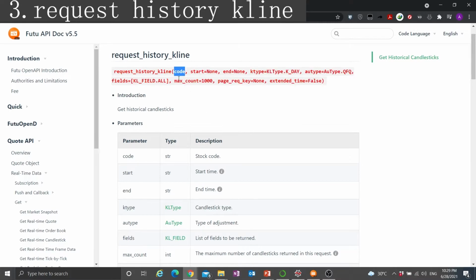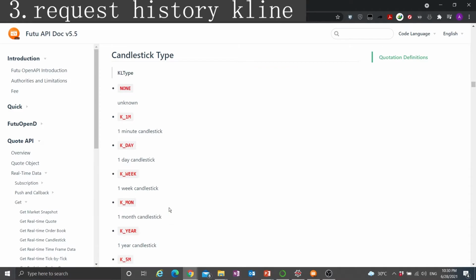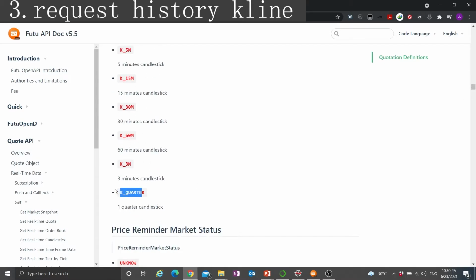The first parameter, code, of course, is the stock code. The second and third parameters are start and end. Start is the start time and end is the end time. If we don't enter a specific time here, there is a default value, which is 365 days. The fourth parameter, k-type, is the type of candlesticks. Let's take a look. The candlesticks can be as short as 1 minute and as long as 1 quarter.